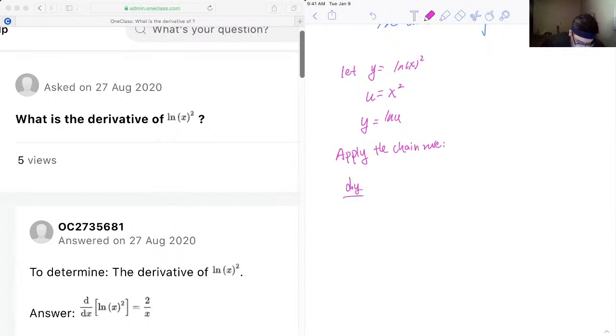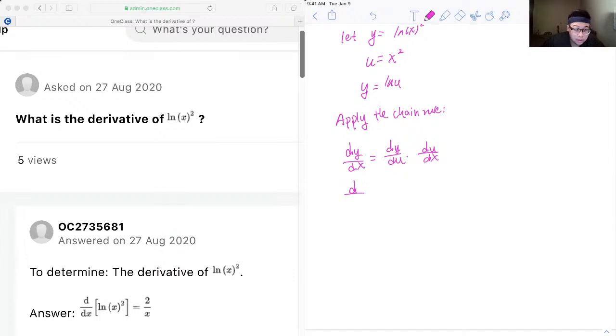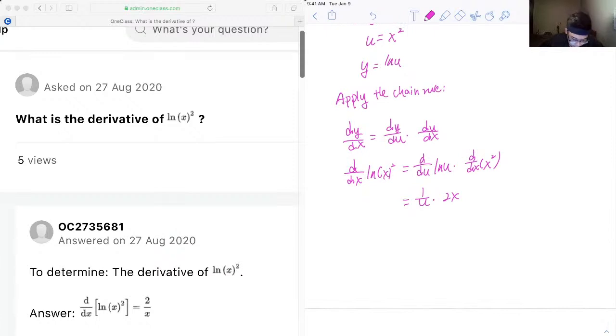We will have dy/dx is equal to dy/du times du/dx, and d/dx ln x squared will be equal to d/du ln u times d/dx x squared, and that will give us 1 over u times 2x. Okay, and note d/du ln u is equal to 1 over u, and d/du u to the n is equal to n u to the exponent of n minus 1.